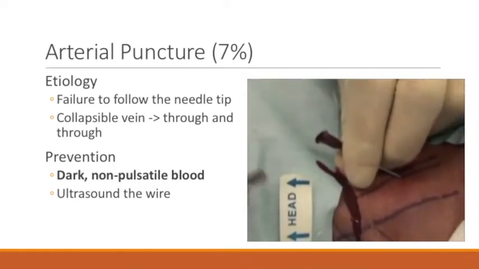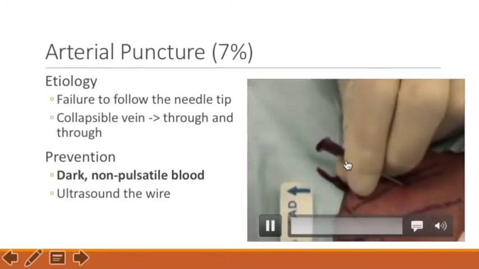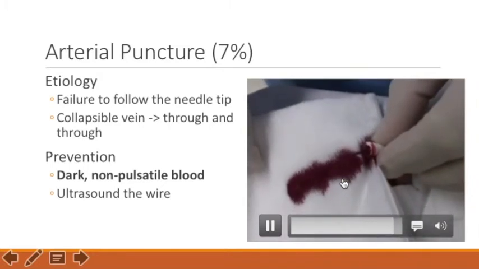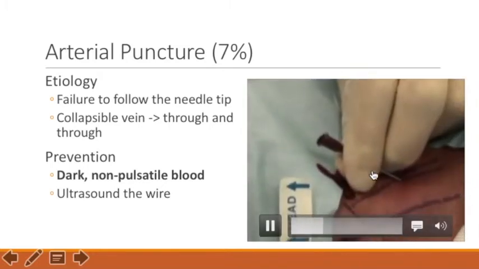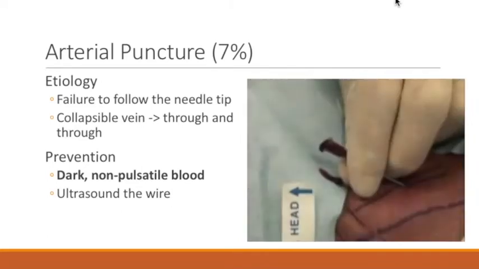So when you remove your syringe, you don't want to see bright red pulsatile blood. You want to see dark, non-pulsatile venous blood. Arterial, venous. If you do see arterial blood, just pull out the needle and hold pressure for 5 to 10 minutes.